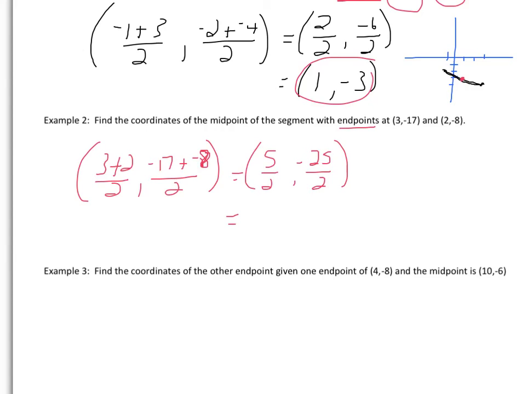And that's an okay answer. And if you want to go ahead and do the division and write 2.5, as long as it's not rounding it, that's okay. And then we have -12.5. And that would be the midpoint between those two coordinates.